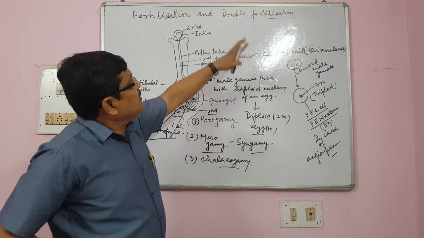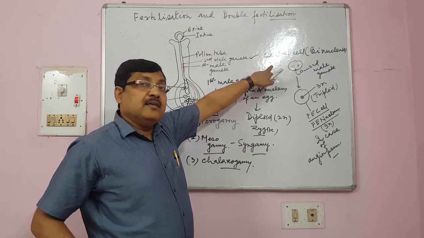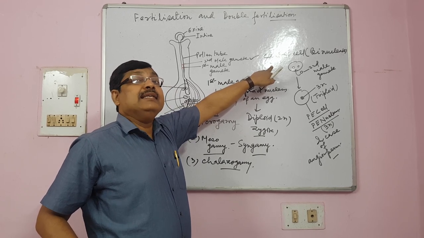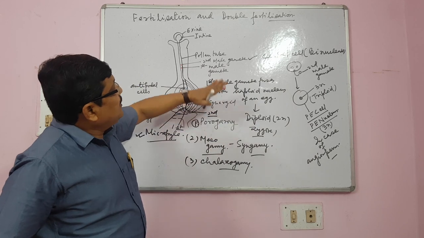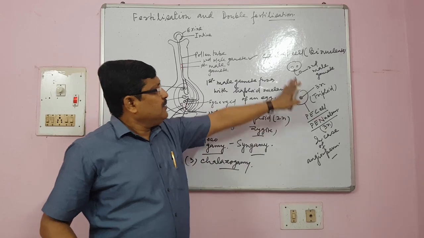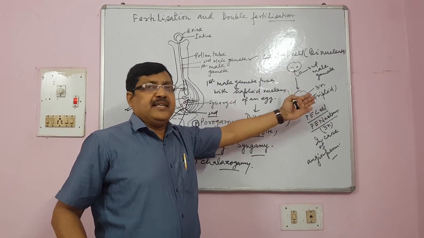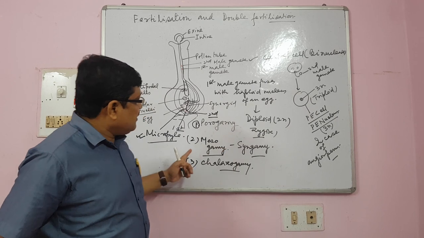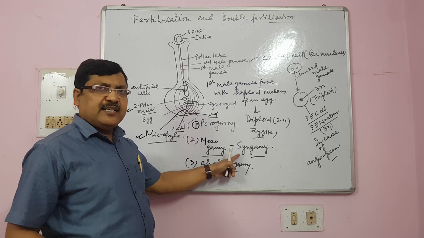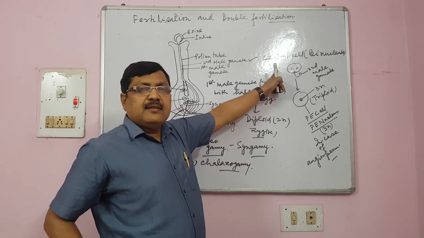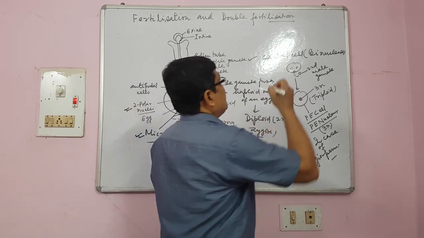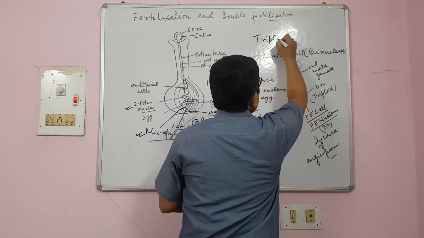Dear students, double fertilization was discovered by Nawaschin in 1889 in Fritillaria and Lilium. There is another term used here, vegetative fertilization. Here is generative fertilization, in case of syngamy. And here is vegetative fertilization, and this is called triple fusion.